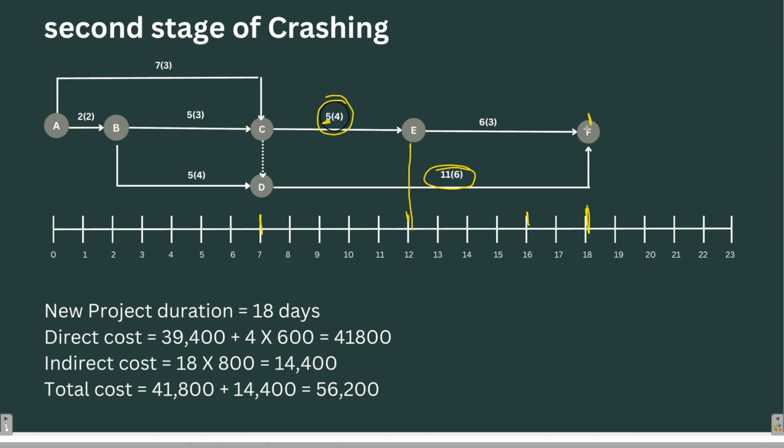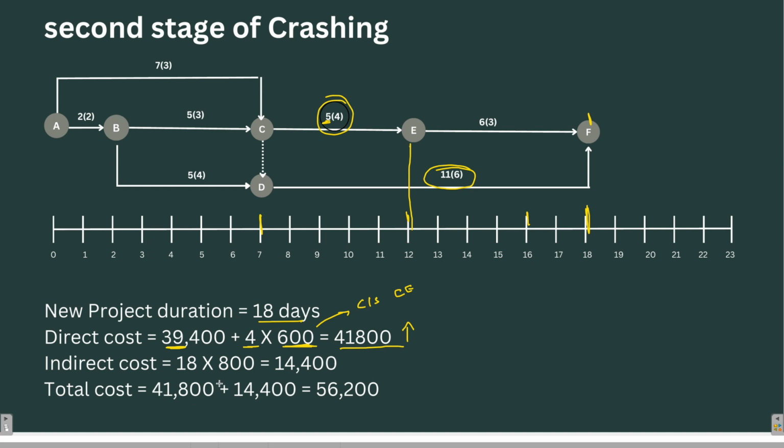Now let's see, after the second stage of crashing, what has happened. The new project duration is 18 days. What is the direct cost involved now? Earlier, after crashing, the direct cost was 39,400. Now we have crashed our activities for 4 days. So the direct cost will be 4 into 600 per day, which was the cost slope for CE. 4 into 600, and if we add them together, we'll get 41,800. This is the direct cost, which is going up.